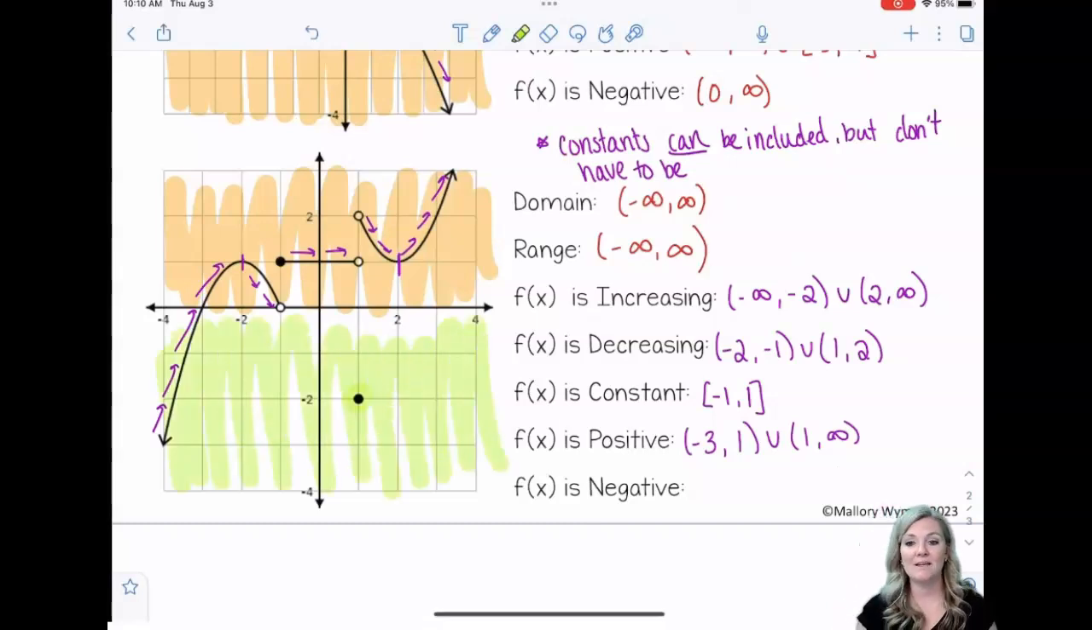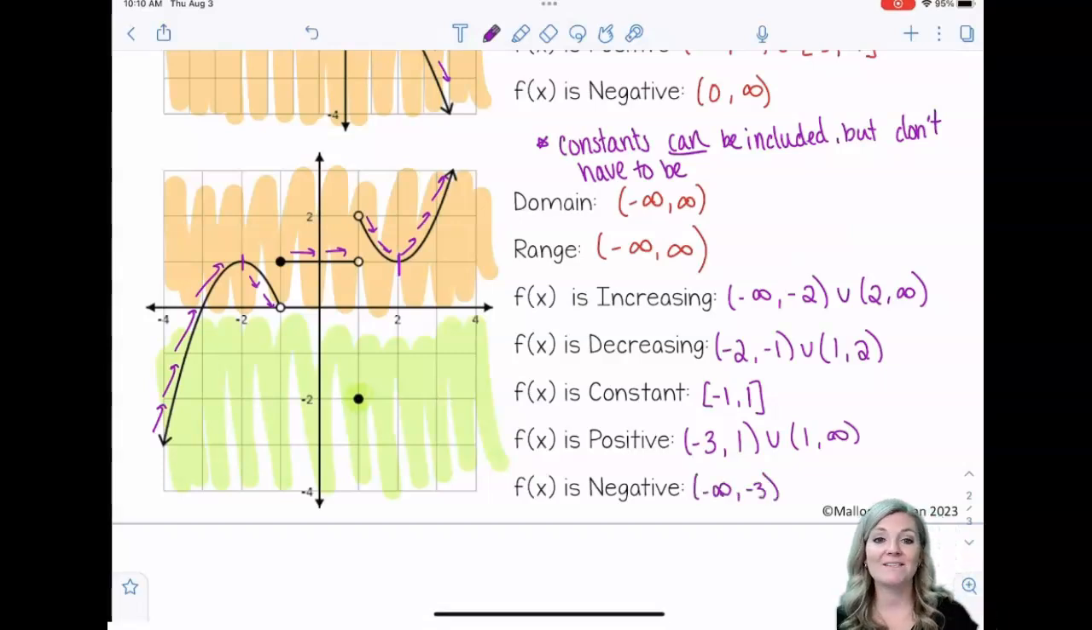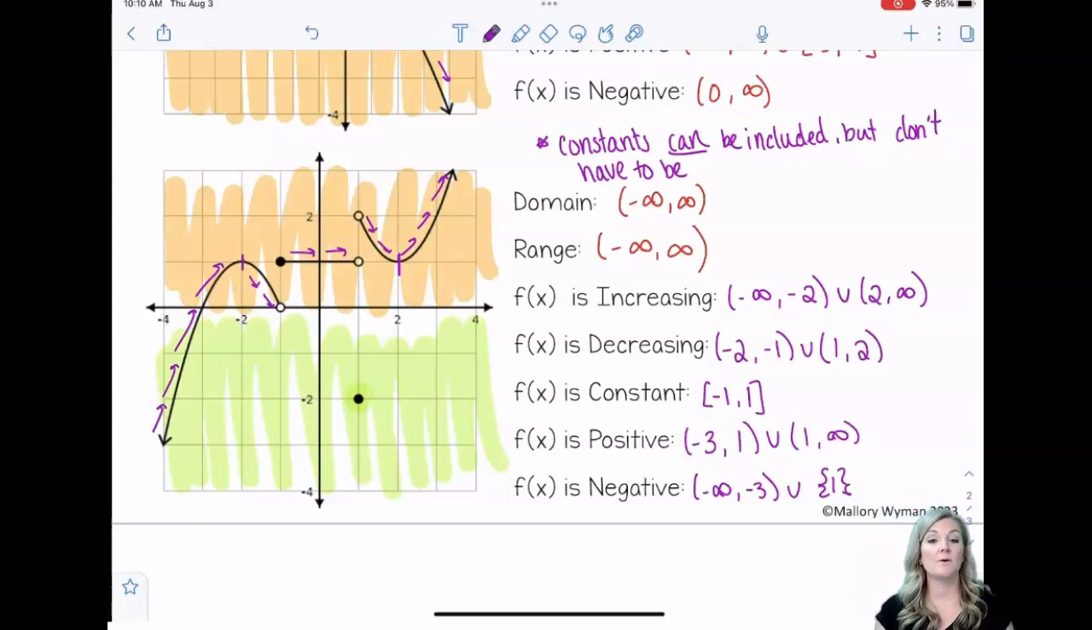Now, where is it negative? It is negative from negative infinity to negative 3. Then it's also negative at 1. That dot right there is 1. Now, how would you write it? You would just write it with those fancy brackets, saying that you also have that one piece at 1. Now, could you write it with brackets at 1? Yeah, you could. I wouldn't count that wrong. You could count it with brackets at 1. And that is the second part of day 2, technically.